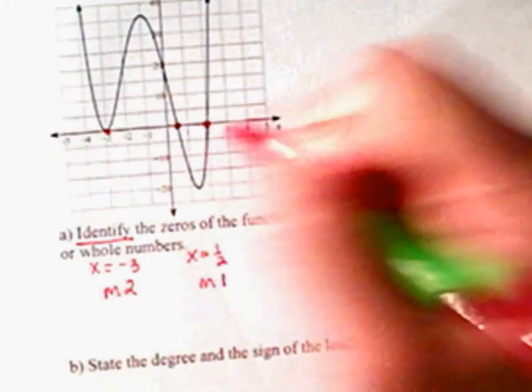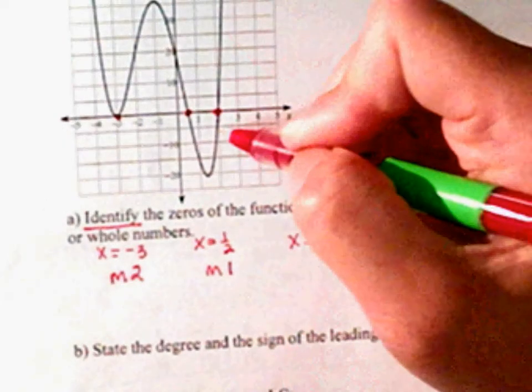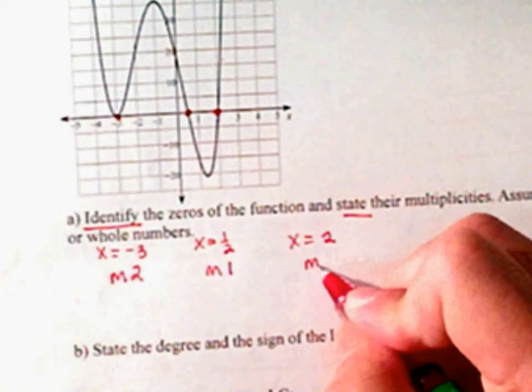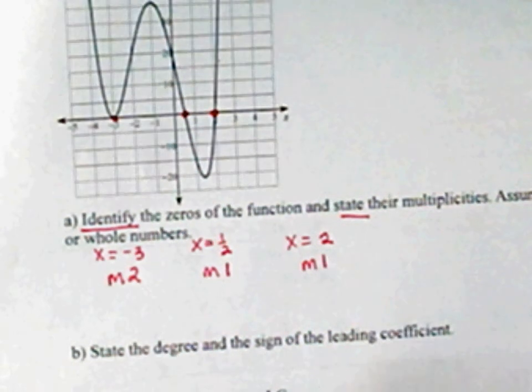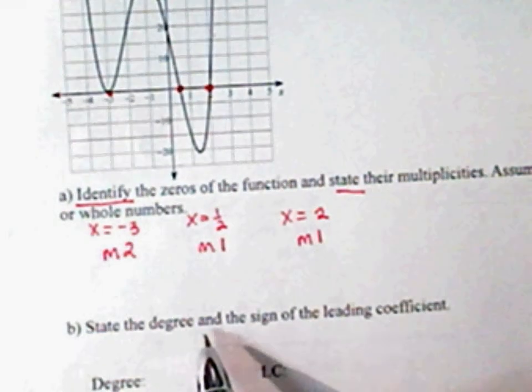Next, it's crossing the x-axis at 2, so x is equal to 2. It's crossing, so multiplicity is a 1. There's number 1. Number 2, it says, state the degree and sign of the leading coefficient. Well, let's take a look.